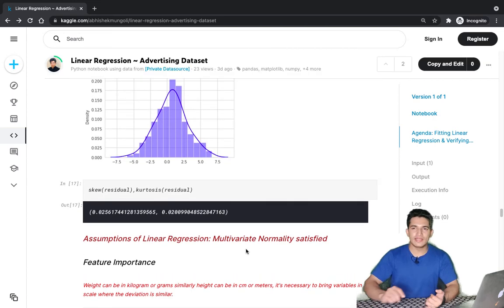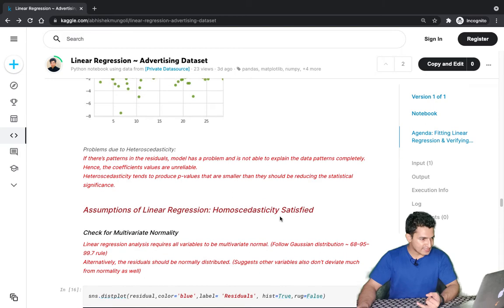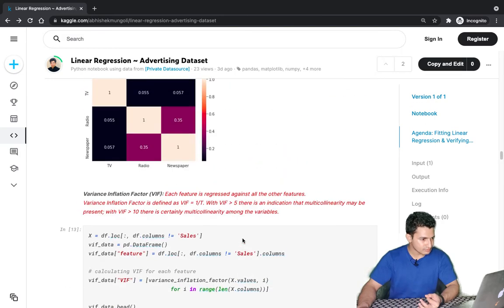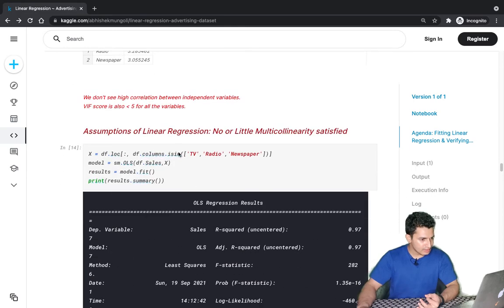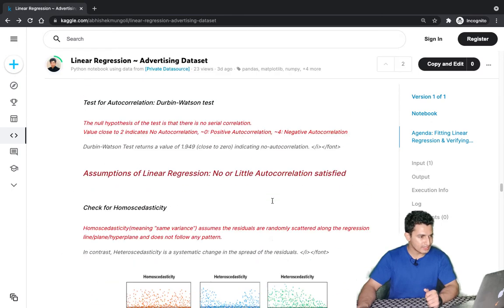With that, all the assumptions of multivariate normality, homoscedasticity, no autocorrelation, little or no multicollinearity, and linear relationship, all the 5 assumptions are satisfied. Next, we will look at feature importance.